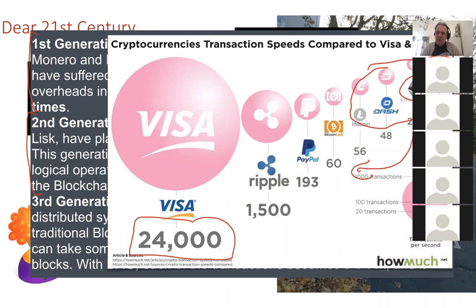Ripple isn't quite a blockchain type method. It's really used for transactions between financial organizations. But it has the scalability to really move up there.